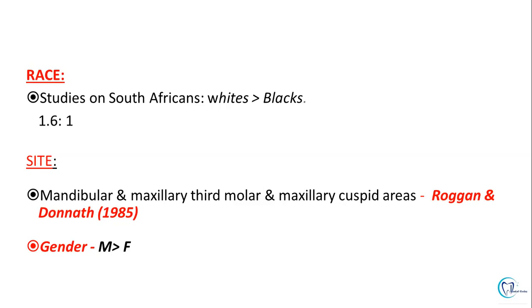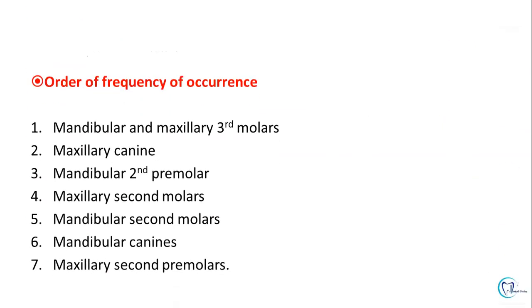On comparing site predilection, mandibular and maxillary third molars are the most common sites, followed by the maxillary cuspid region. In gender predilection, males are more commonly affected. There is also an order of frequency of occurrence of dentigerous cyst. The most common site is the maxillary and mandibular third molars, followed by the maxillary canine, and so on.